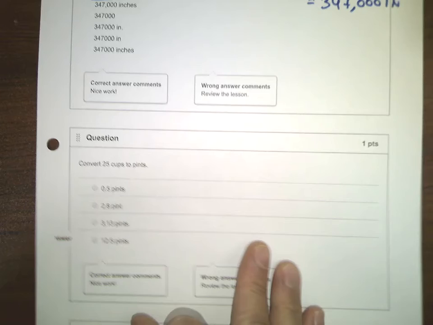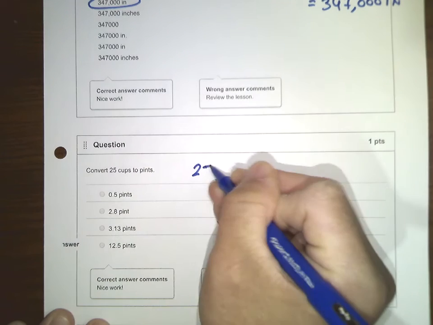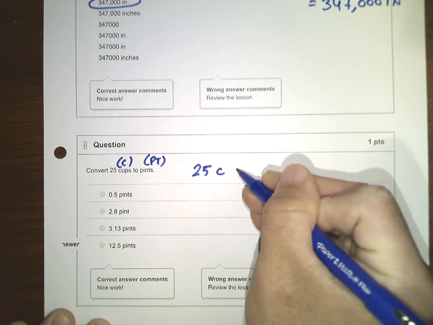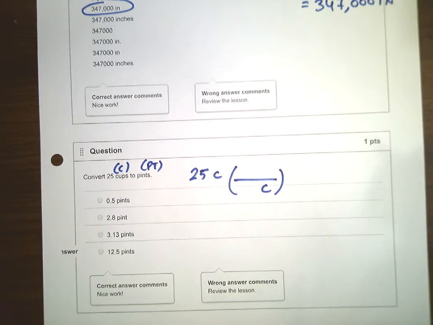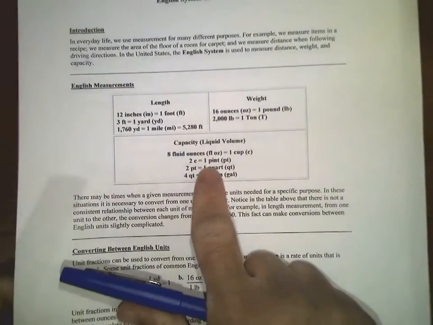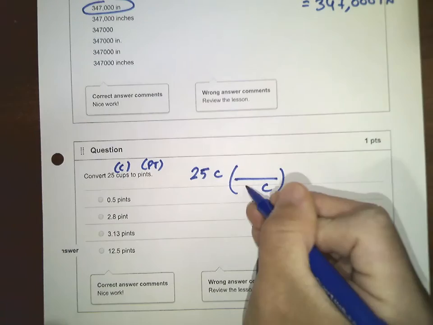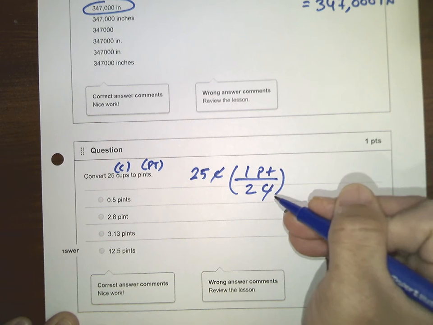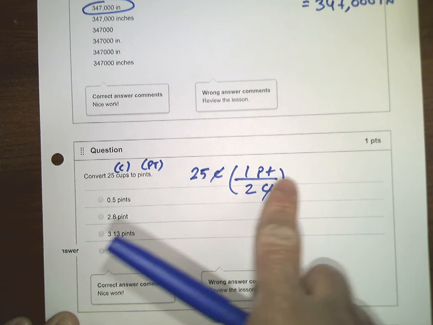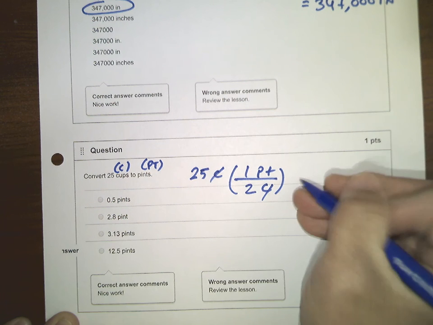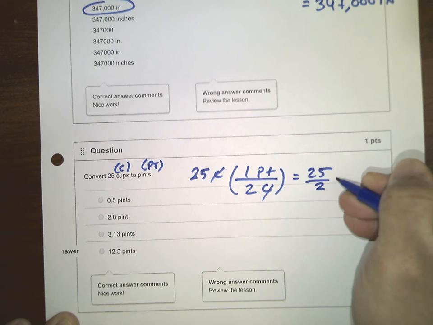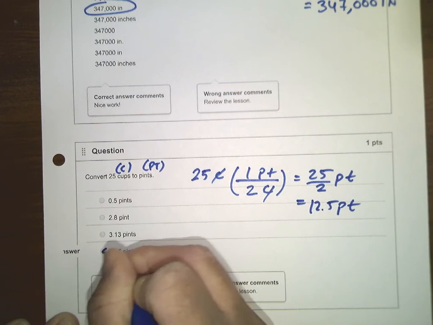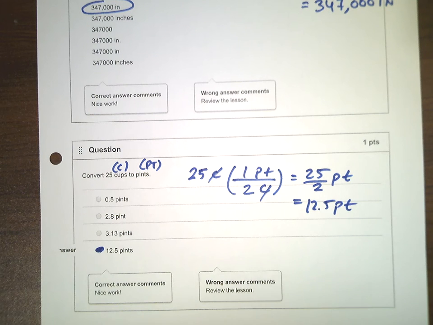Let's try another one here. So we have 25 cups, C, to pints, PT. So 25 cups. And if I want the cups to cancel out, I see that 2 cups is equal to 1 pint. So 2 cups, 1 pint. The cups cancel out. Okay, so then I see that it is 25 over 2 pints, or 25 divided by 2 is 12.5, so 12.5 pints. What a time to be alive.